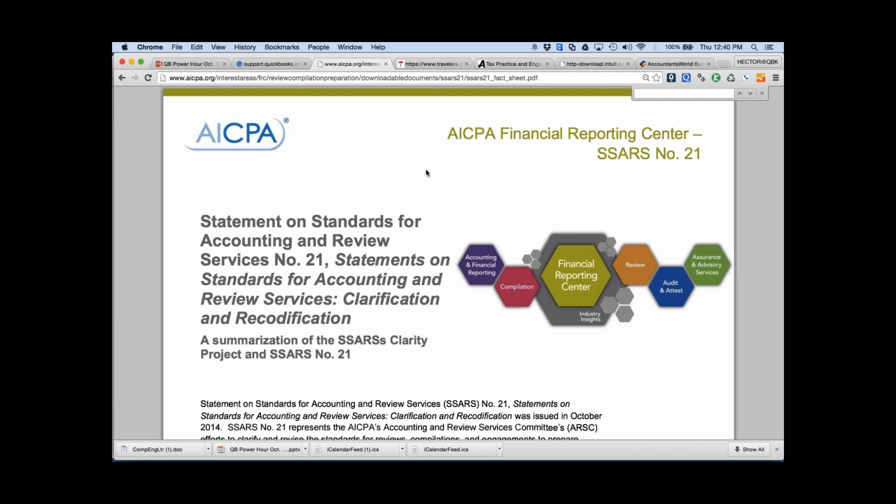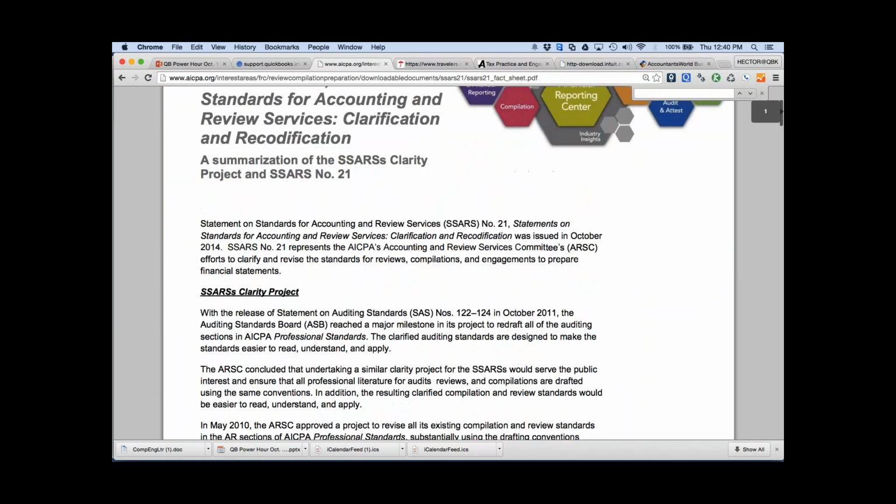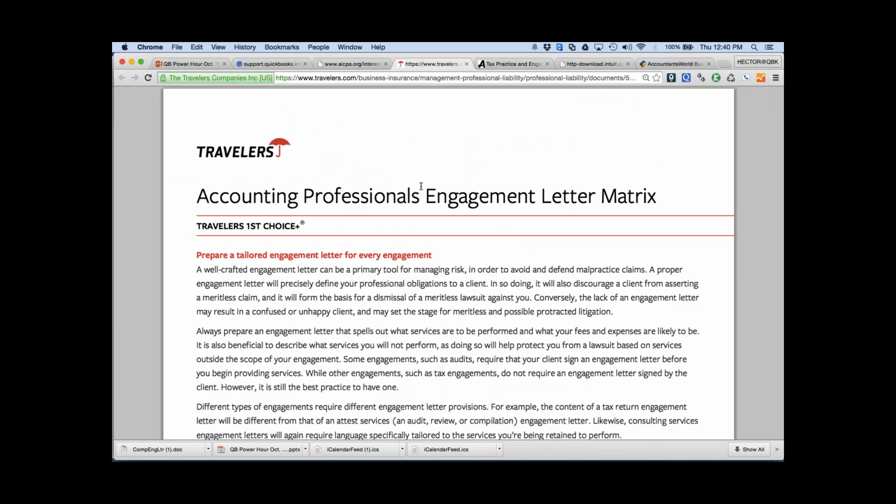One of the things I looked at, I think it was important to look at, is something called SSARS 21. That's a CPA accounting standard that talks about compilations, reviews, and audits, mostly compilations and reviews, and they talk about the specific language that CPAs need to use. So obviously I need to disclaim that for engagement letters that are done by a CPA, we have to use some official language.